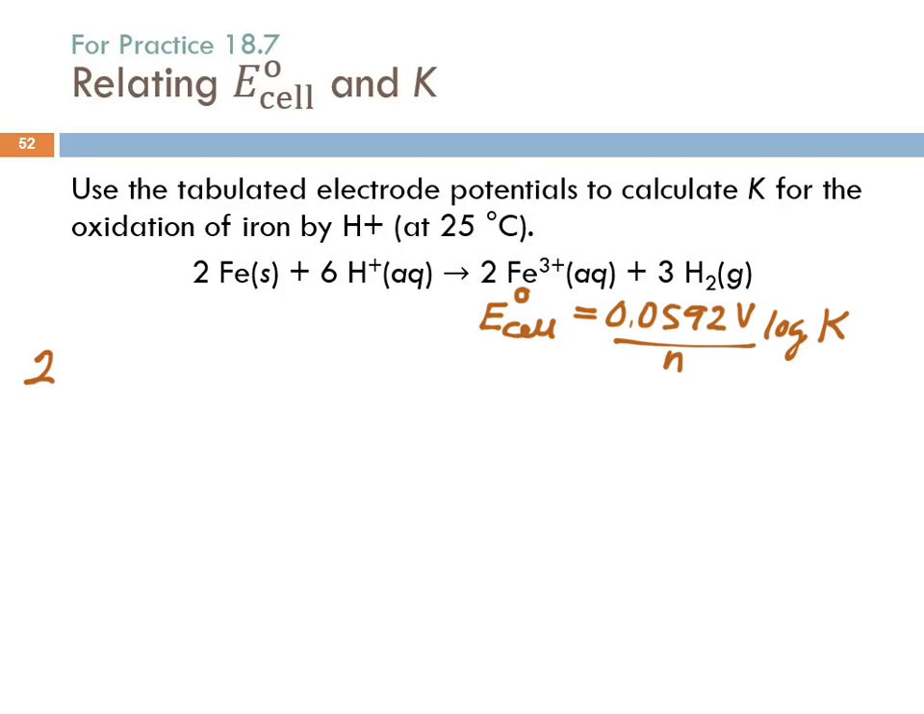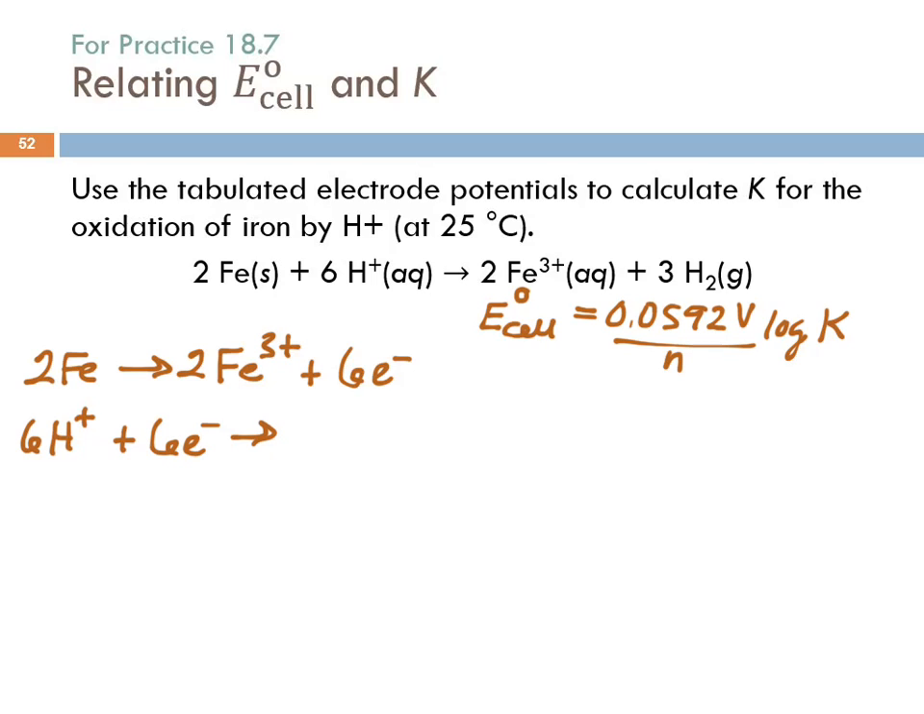So we've got 2 Fe going to 2 Fe3+ plus how many electrons? 6. And then the other is 6 H+ plus 6 electrons going to 3 H2. This is our oxidation, this is our reduction.